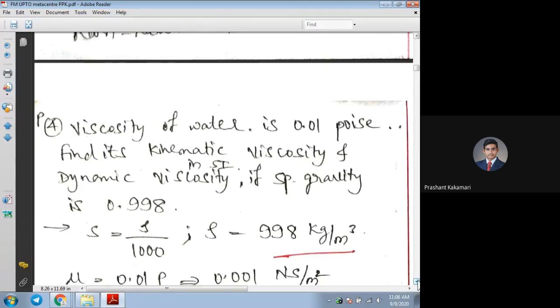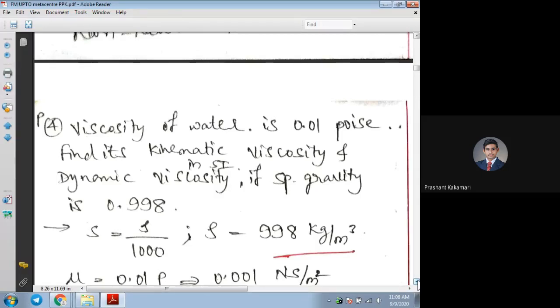So here the question asked is, viscosity of water is 0.01 poise. Find its kinematic viscosity and dynamic viscosity in SI units, if the specific gravity is 0.998. Specific gravity doesn't have any units, okay, and the specific gravity is given for a given liquid like water, and one should find out the density or weight of the other liquid by the specific gravity relation. So in this problem you have to focus on the viscosity values.